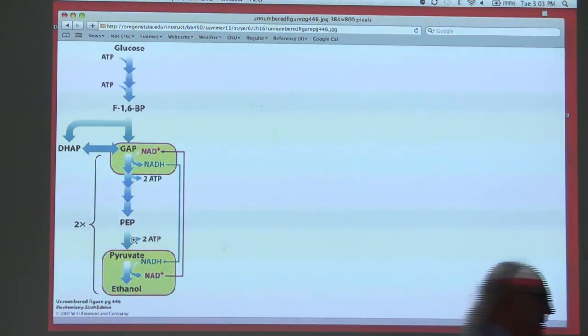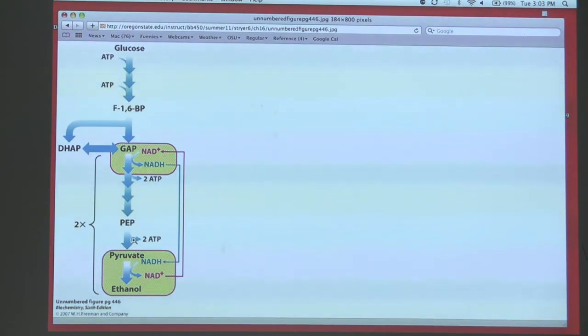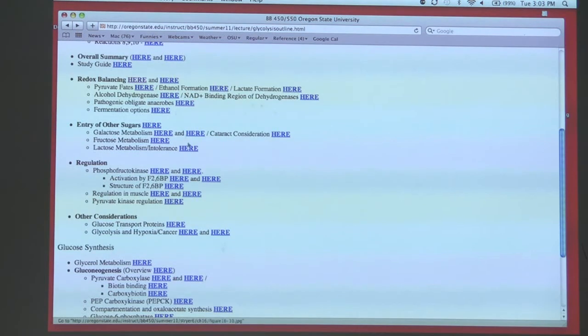Now, what happens if cells don't have NAD? Well, what happens if they don't have NAD is that the reaction that requires NAD doesn't occur. And it doesn't take too much of an imbalance in order for that to happen, okay?